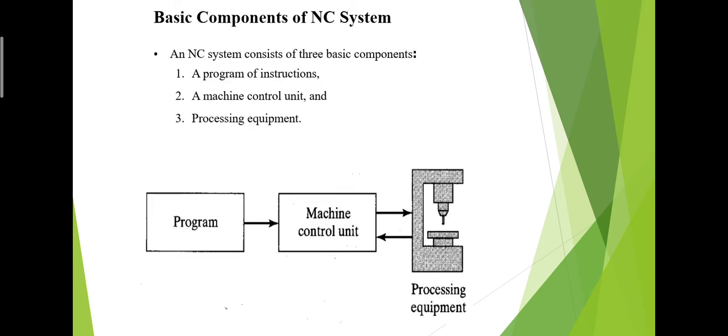Now the basic components of NC systems. An NC system consists of three components: a program of instructions, a machine control unit, and processing equipment. If you look at this diagram, this is the program, which will be made by the programmer, and it will be sent to the machine control unit.